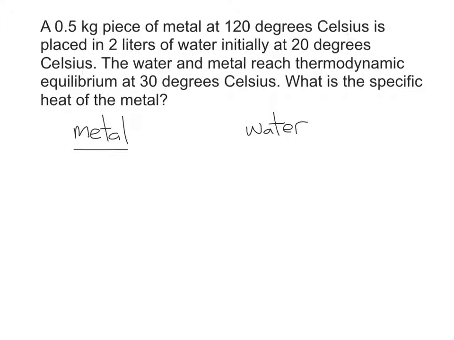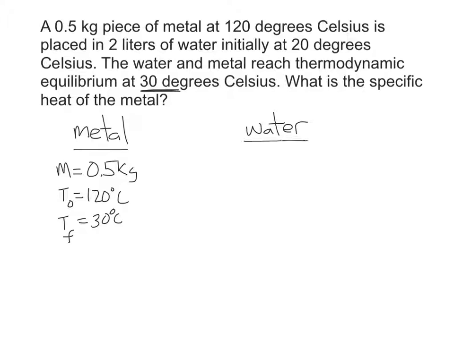So let's see, for the metal, we do know its mass. We're told its mass, and that is 0.5 kilograms. We are told the metal's initial temperature. So the temperature at the beginning is 120 degrees Celsius. And it looks like whenever it gets to its final temperature, it's going to be at 30 degrees Celsius. All right, that seems to be the information that I know about my metal.